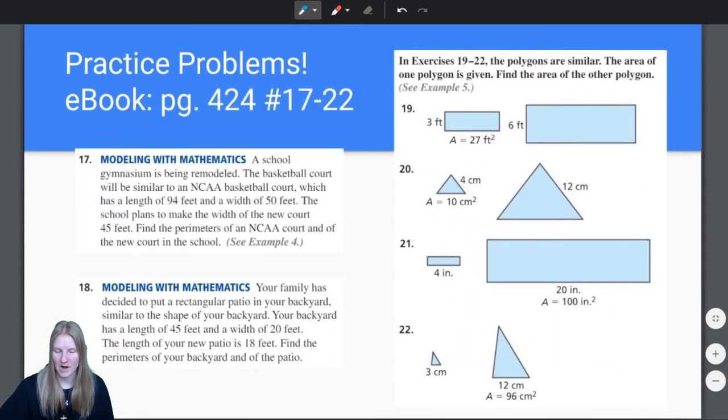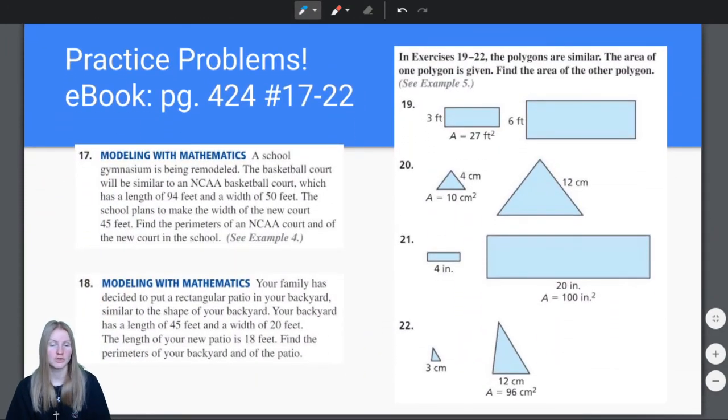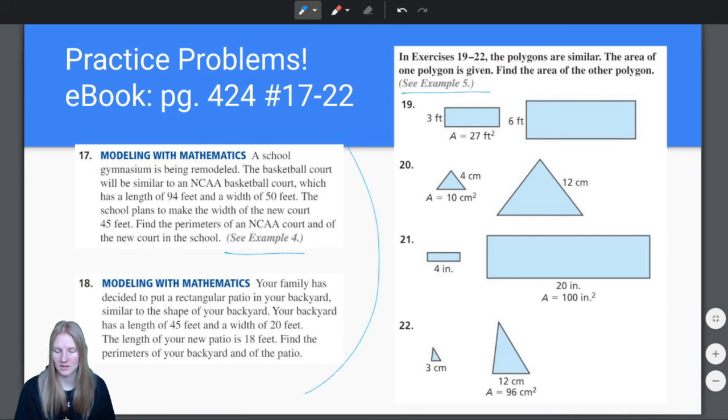Here are some practice problems that you can do to practice the skills that you have learned in this video. The ones on the left are like example 4, and the ones on the right are like example 5.